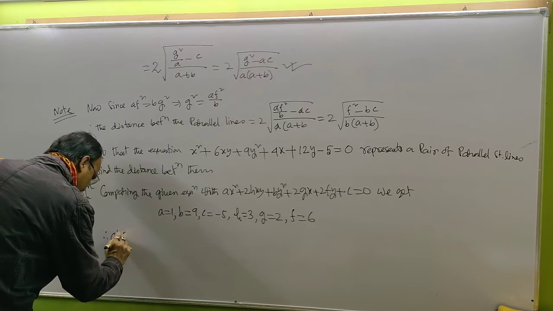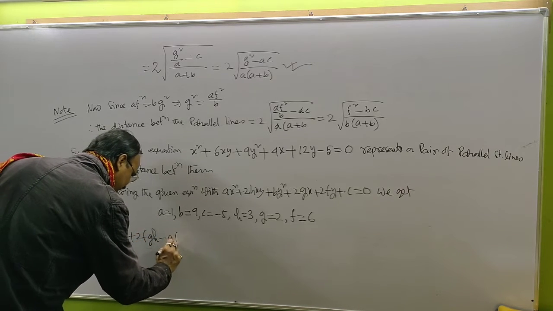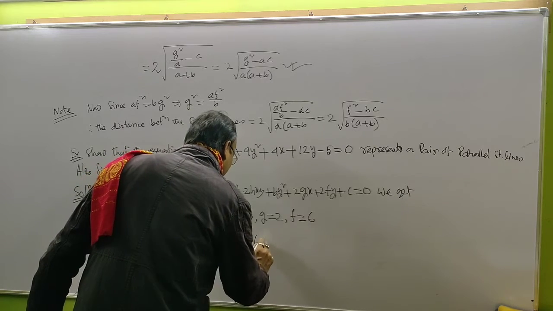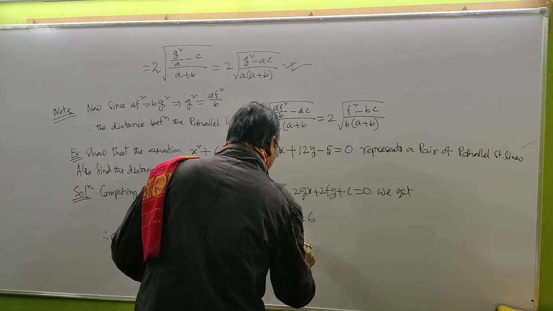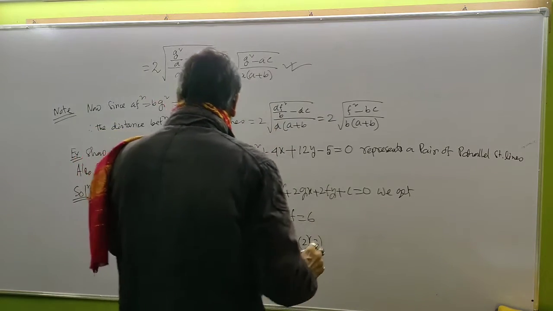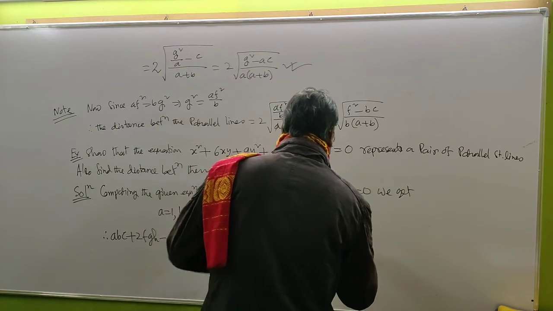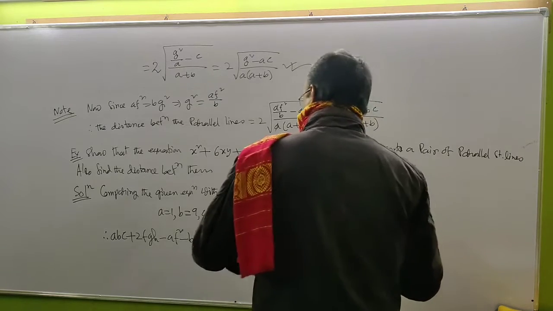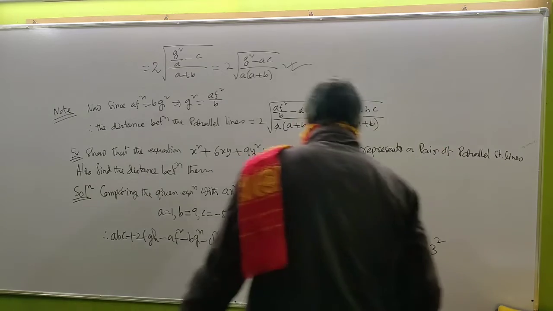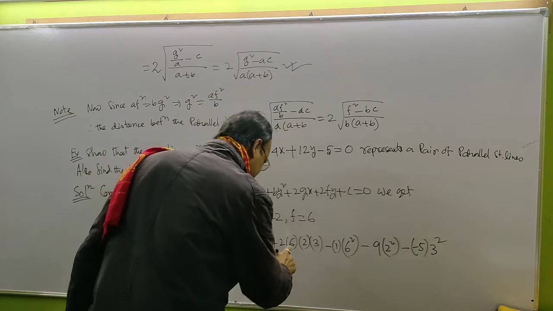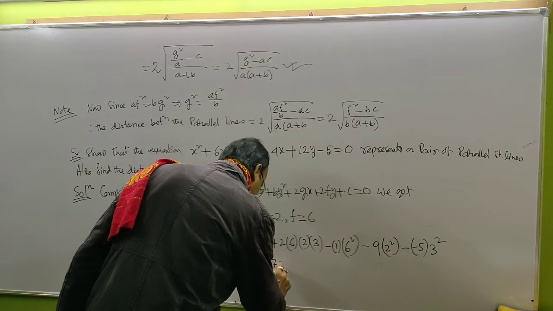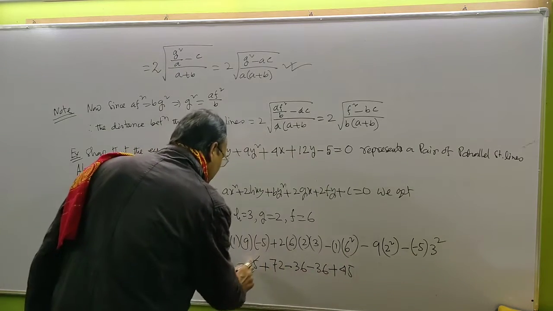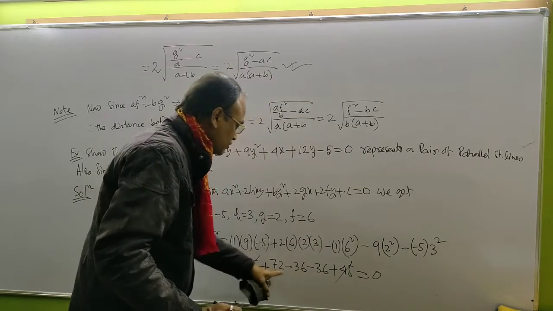Therefore, first find abc plus twice fgh minus af square minus bg square minus ch square. This is equal to what? abc: 1, 9, minus 5, plus twice fgh, minus af square, 1 into 6 square, minus bg square, 9 into 2 square, minus ch square, minus 5 into 3 square. This is equal to minus 45 plus 72 minus 36 minus 36 plus 45. You see 45 cancel. This is minus 72 plus 72 equal to 0.